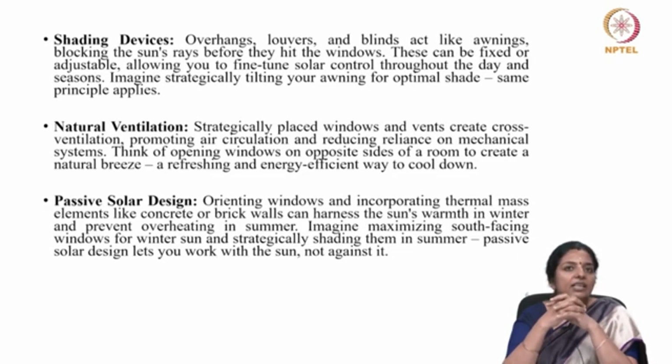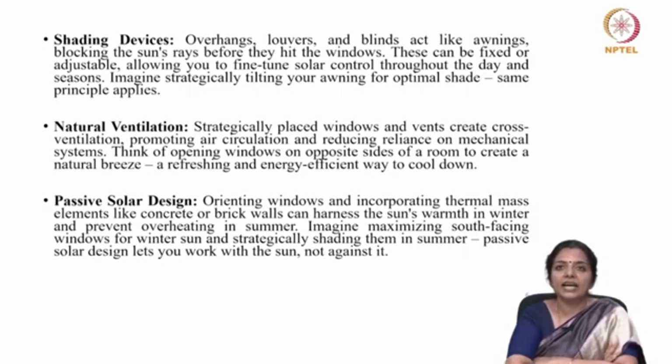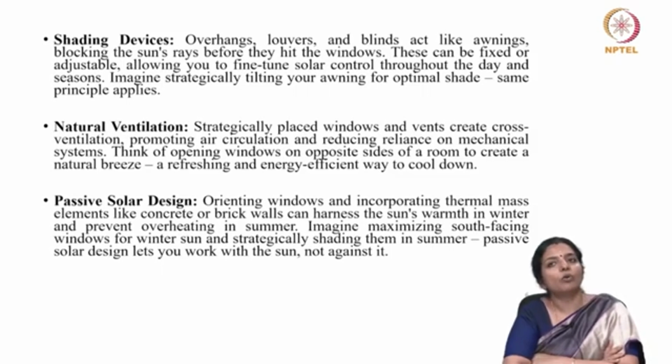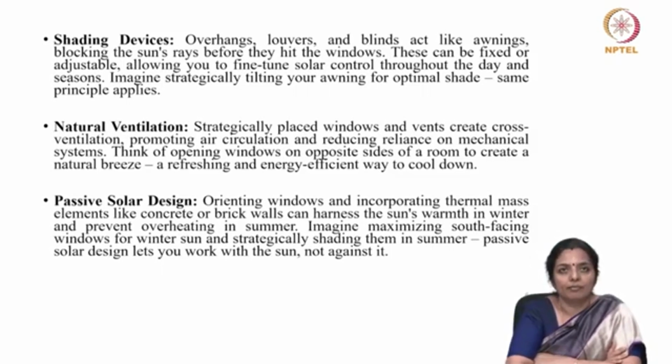It's like strategically tilting your awning for optimal shade, and the same thing applies even to dynamic facades. The dynamic facade should have overhangs, louvers, blinds, which block the solar radiation and yet allow daylighting as needed before it hits the windows. This can pitch in and save a lot of electricity.